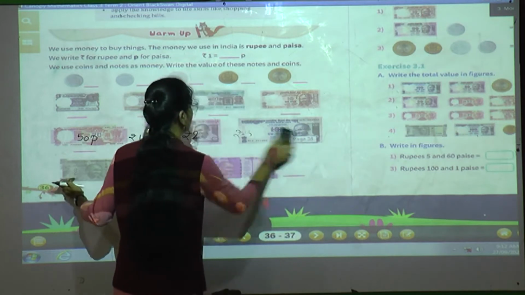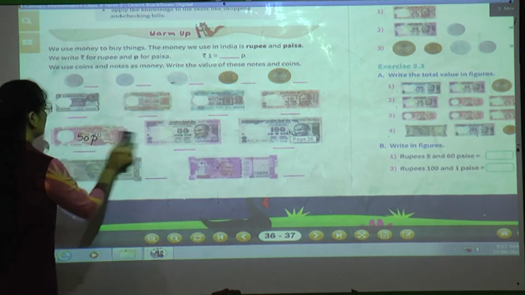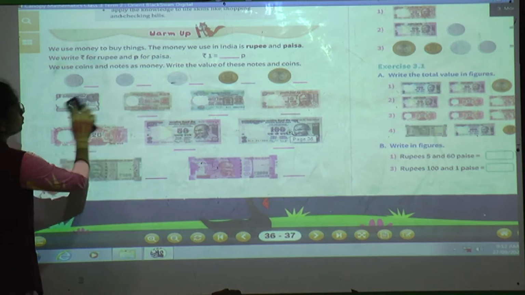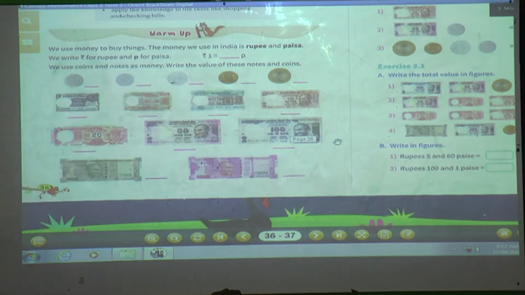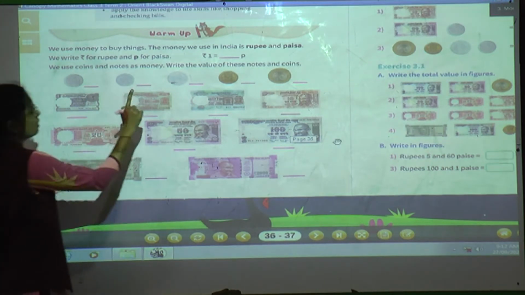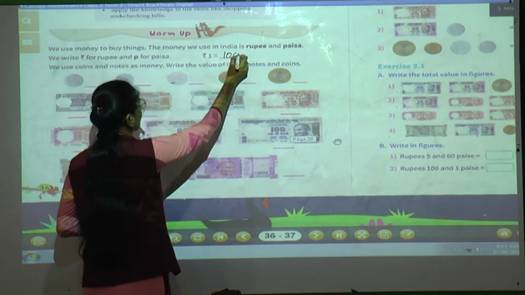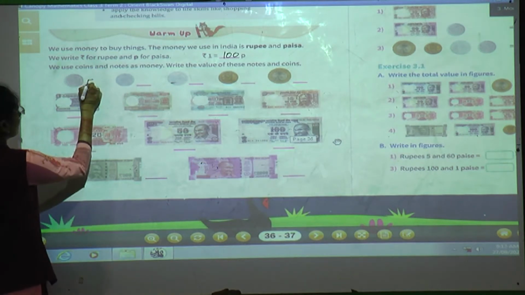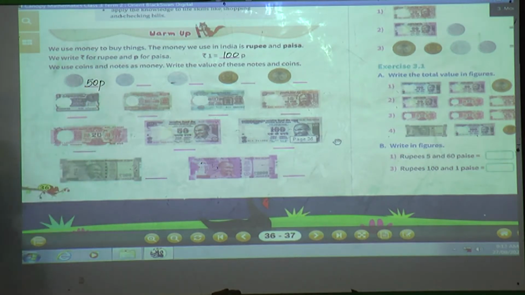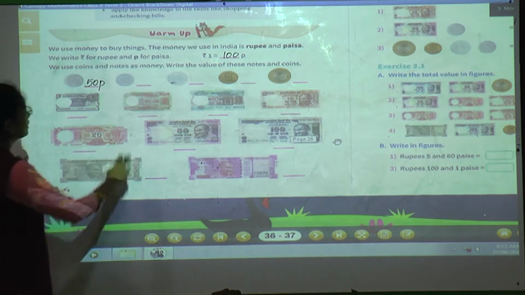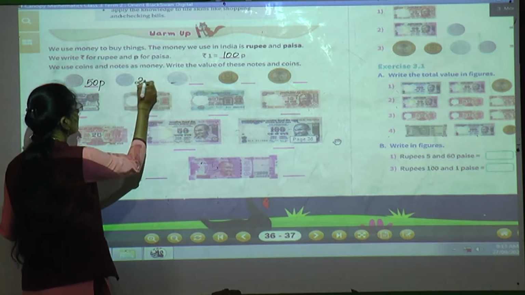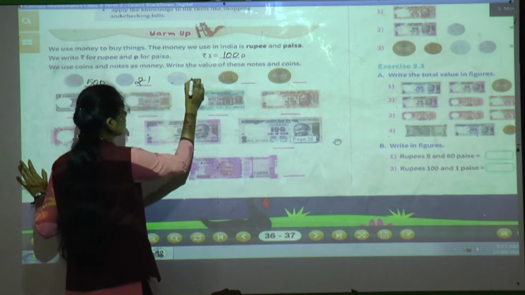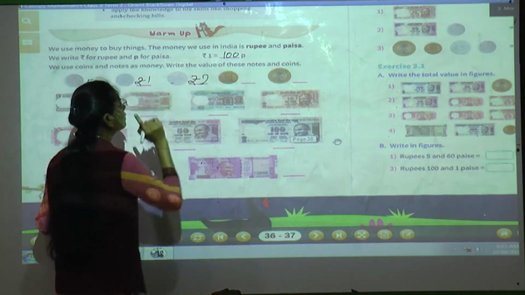Before that, once again we will see all the notes and coins. See here, 1 rupee is equal to 100 paisa. Then this is the coin of 50 paisa. So how will you write? 50 P. P stands for paisa. Then this is the coin of rupee 1. This is the coin of rupees 2.